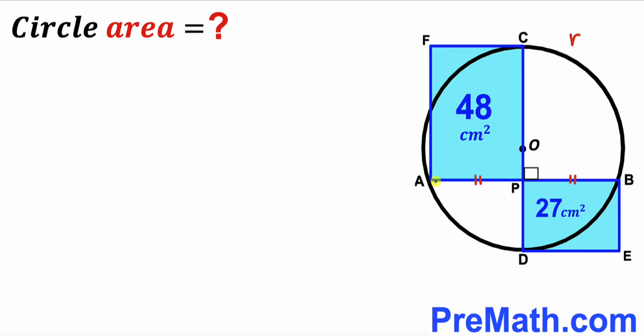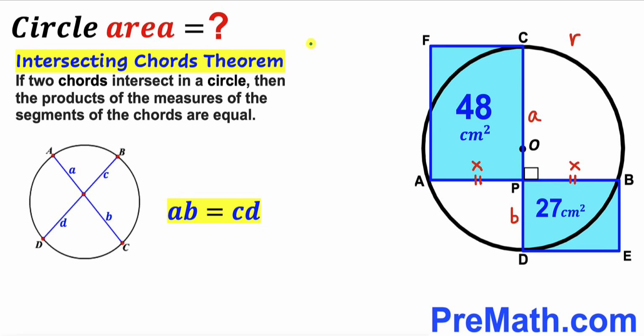And now I'm going to label this AP segment length as x. Then this segment BP length is going to be x as well. And furthermore, I'm going to label this segment CP length as lowercase a, and this segment PD length as lowercase b. And now let's recall the intersecting chords theorem.